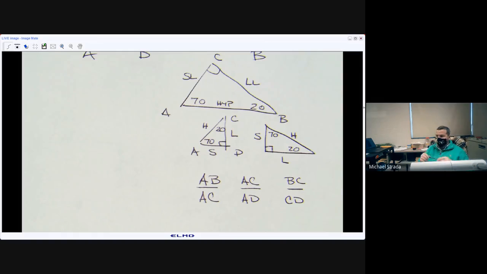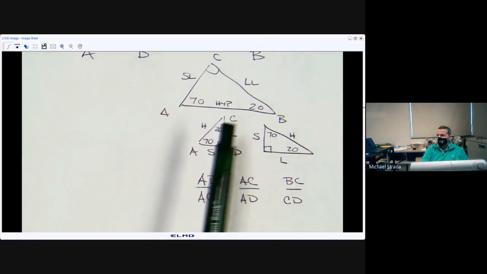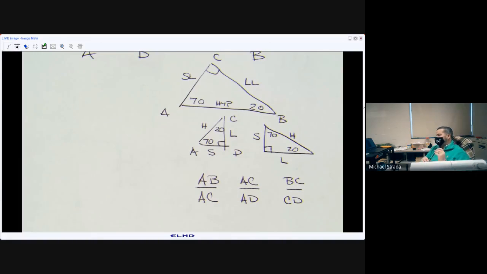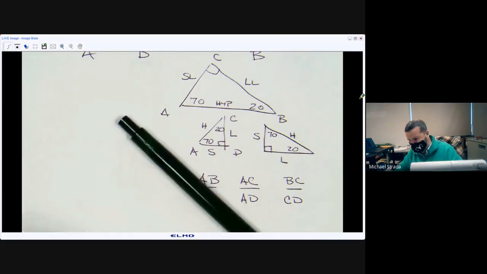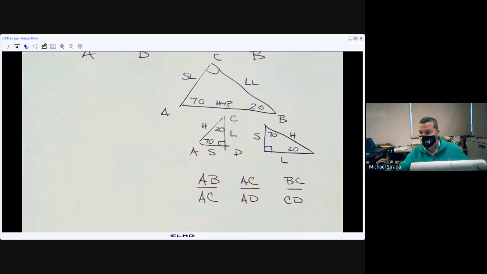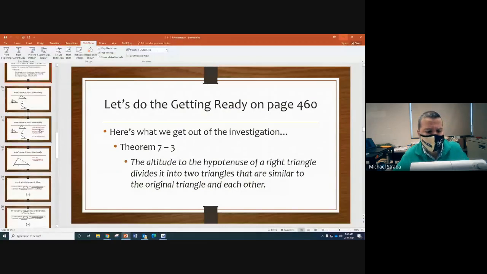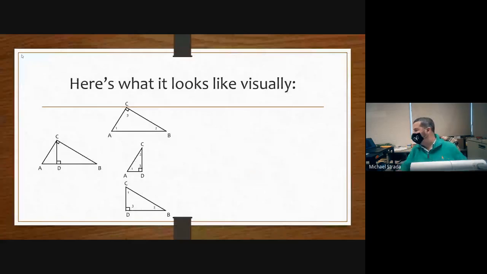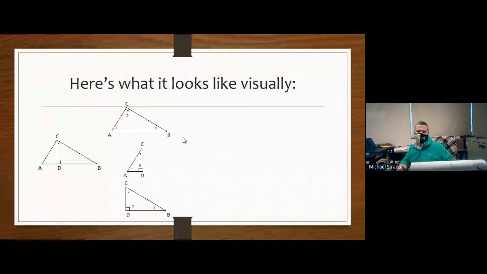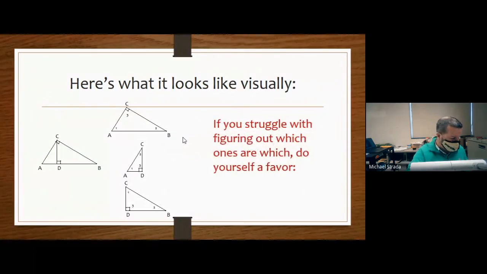All right. I always use numbers because it's 20 times easier for me. I would strongly suggest you use numbers. All right, because to me, this is hard for kids visually. This is one of the harder things we do, to the point where I have to actually do the homework myself, make sure I can explain it to everybody. It's hard. All right. So if you struggle with figuring out which ones are which, do yourself a favor, put in numbers.